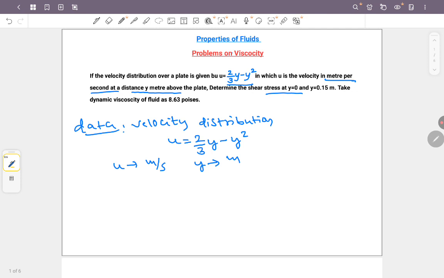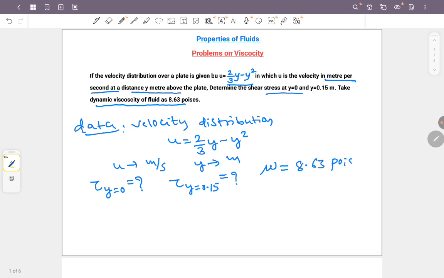Determine the shear stress at y equal to 0, and the shear stress at y equal to 0.15 meter above the plate. You have to calculate these. Take the dynamic viscosity of the fluid. The notation for dynamic viscosity is mu, and it is given as 8.63 poises.